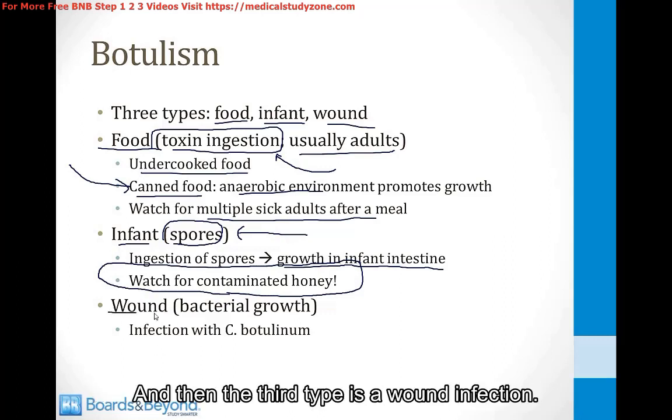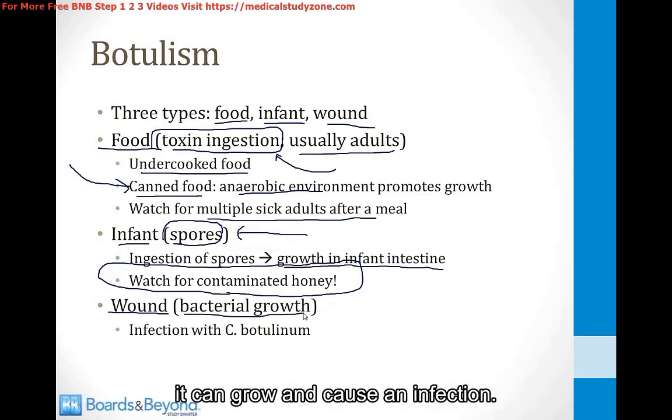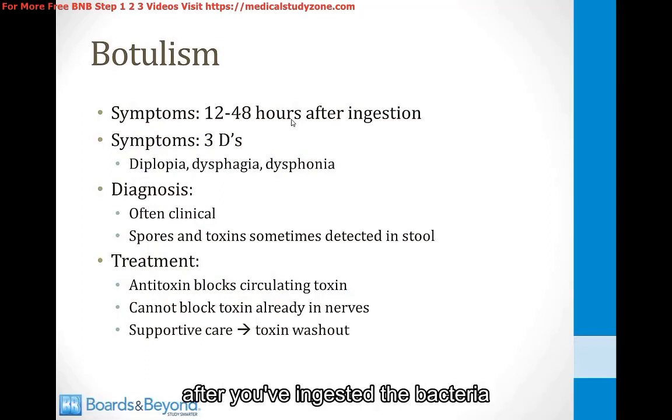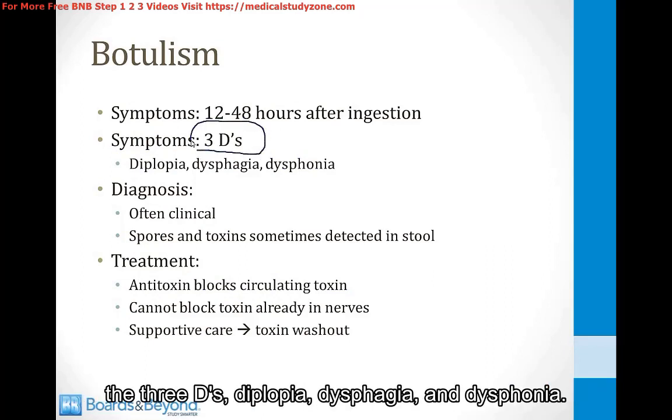And then the third type is a wound infection. If you have a dirty wound and this bacteria gets inside, it can grow and cause an infection. So the symptoms of botulism occur about 12 to 48 hours after you've ingested the bacteria or been exposed to the toxin. And the symptoms are remembered by the mnemonic, the 3 Ds: diplopia, dysphagia, and dysphonia.